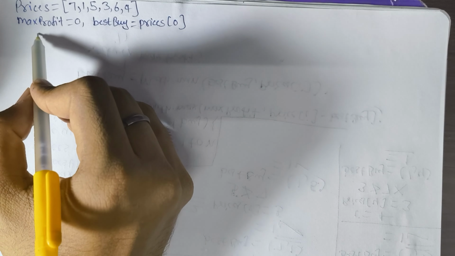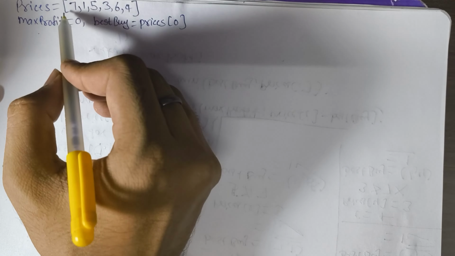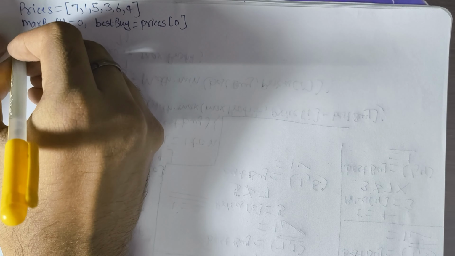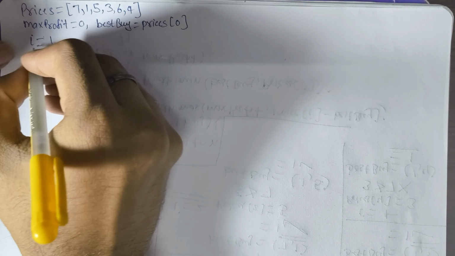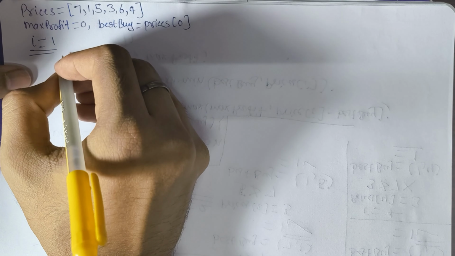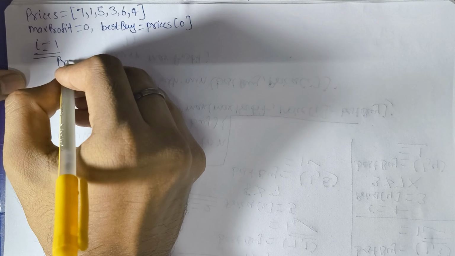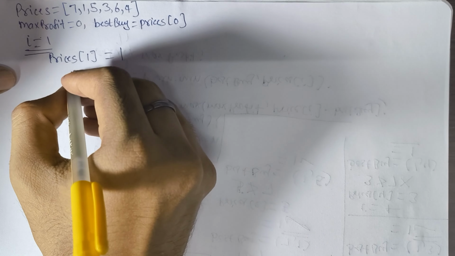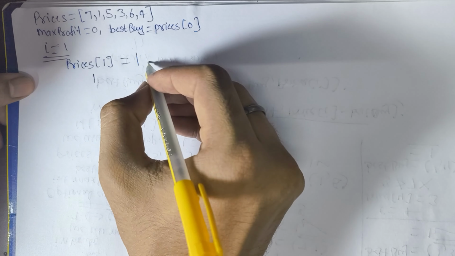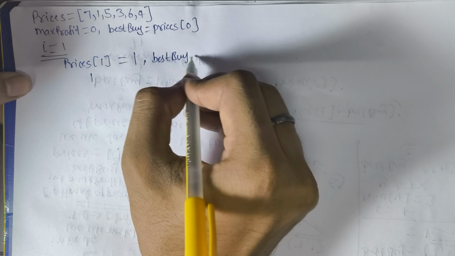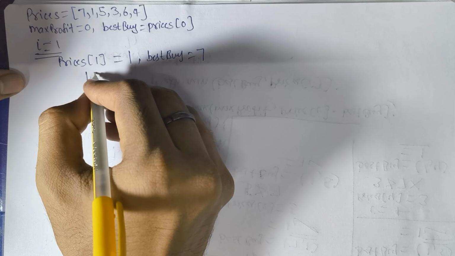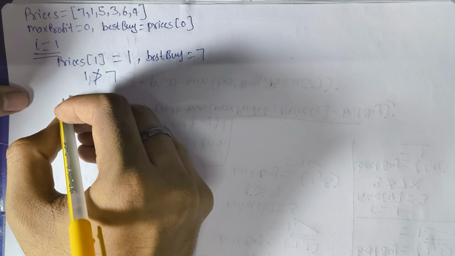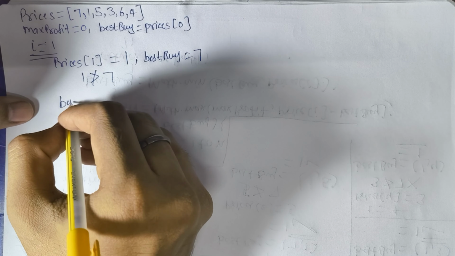Initially we declare max profit as 0 and best buy as prices[0], which is 7, and we run the for loop for i equal to 1 to n. So let's consider i equal to 1, then price[1] is equal to 1, and our best buy is currently 7. So 1 is not greater than 7, so we cannot update our max profit.